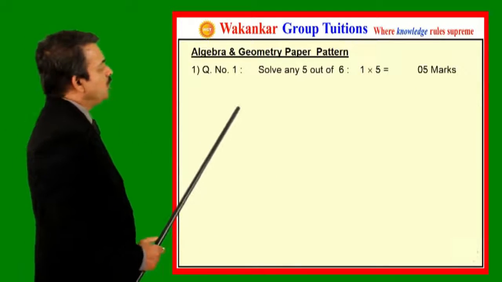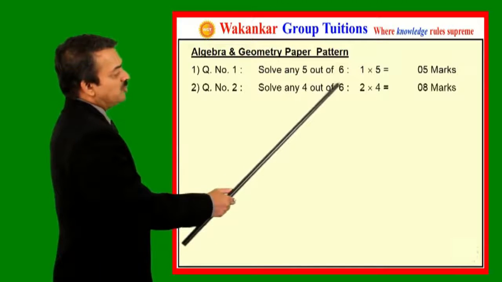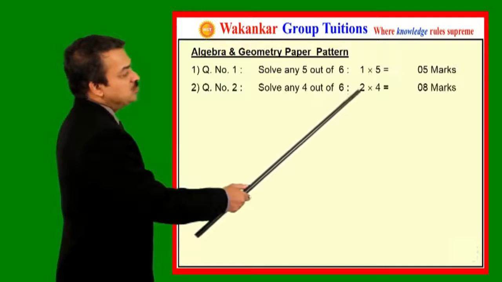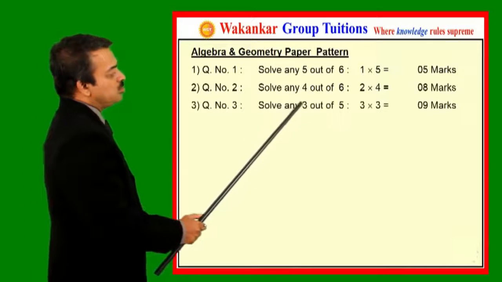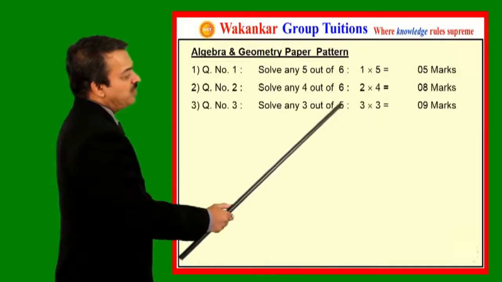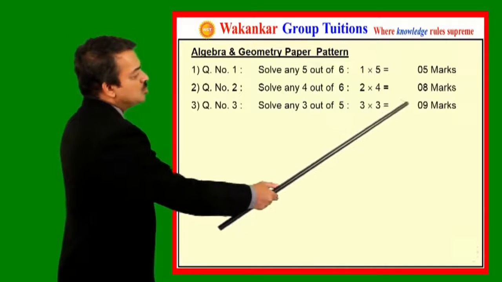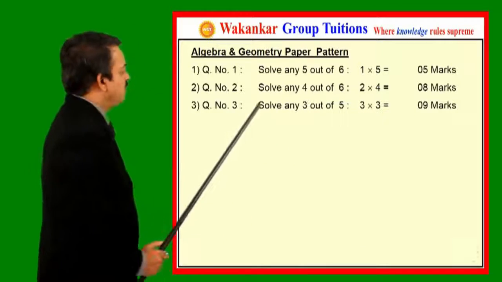Question number 2, you have to solve any 4 out of 6. Each carries 2 marks, so total 8. Question number 3, you have to solve any 3 out of 5. Each carries 3 marks, so total marks are 9.